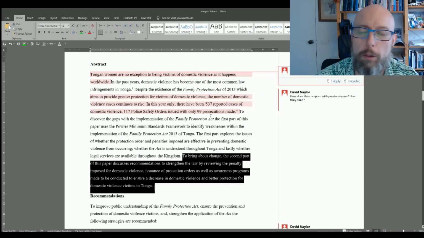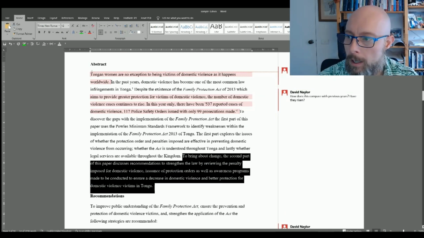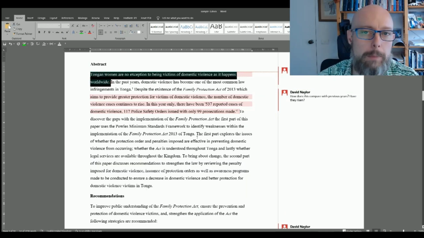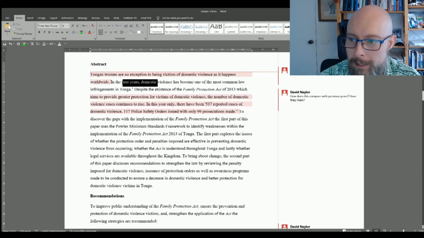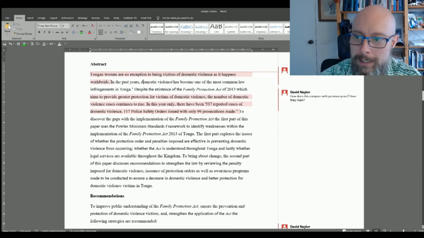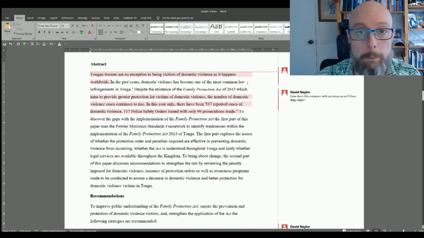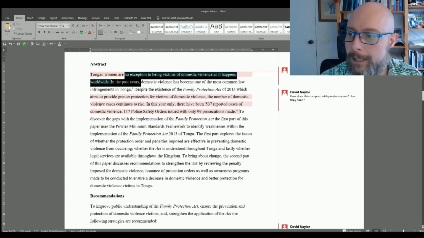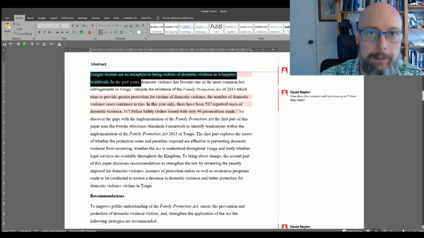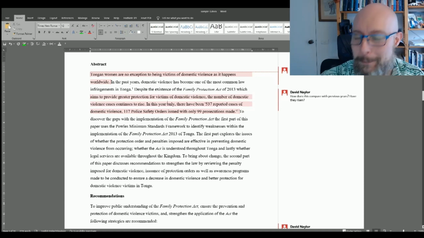Just some little things that we might tighten up. That could be better framed. We could just get rid of it. We could just say domestic violence. We could start here: domestic violence has become one of the most common infringements of law in Tonga. We could frame that even more strongly. But this doesn't necessarily add anything to the start. I know what they're getting at, but anyway.